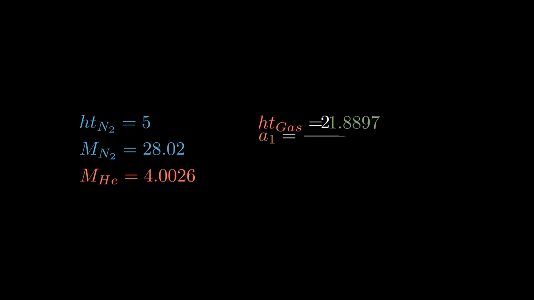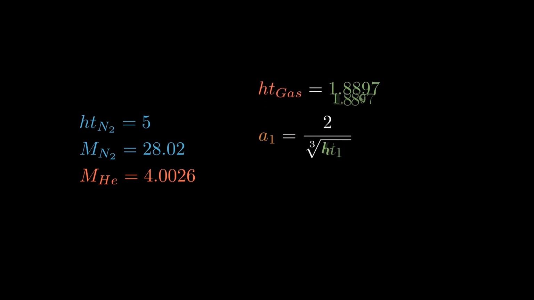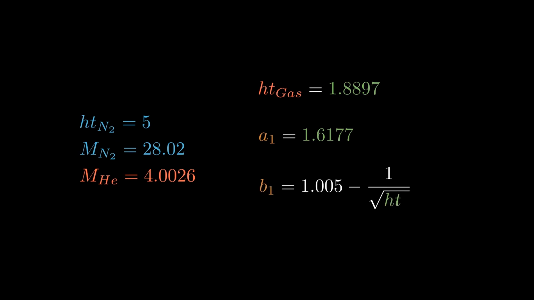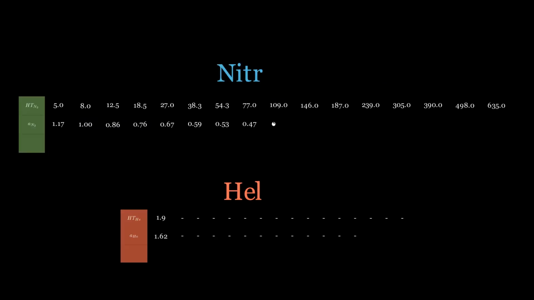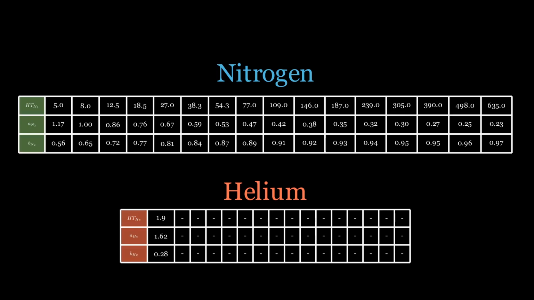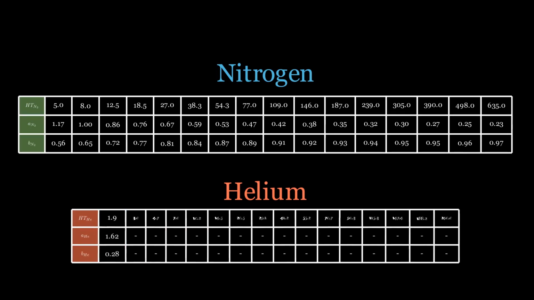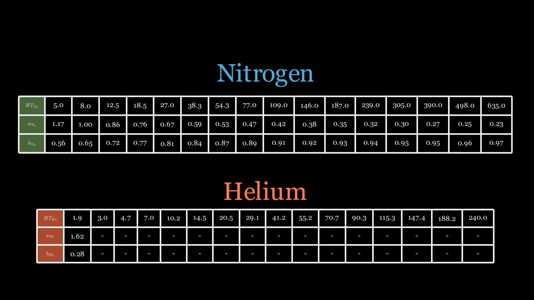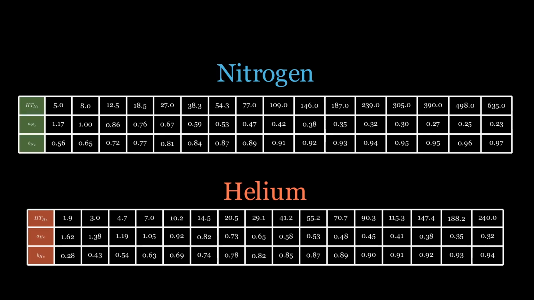We can use the formula for the A coefficient to calculate the helium coefficient for the 1.88 half-time. The same way, we use the formula for the B coefficient to calculate the helium coefficient for the 1.88 half-time. We have just calculated the helium equivalent for 5 minutes half-time. Now, we can use this logic to calculate the half-time for all helium tissues. With those values of half-time, we can easily compute the coefficients for helium in all 16 tissues of ZHL.